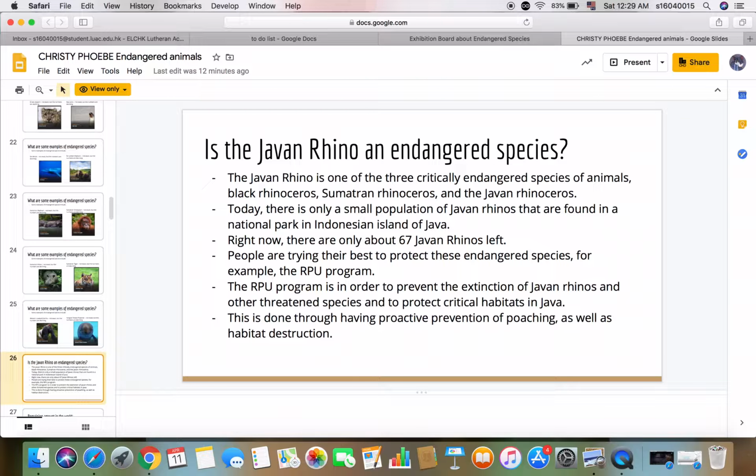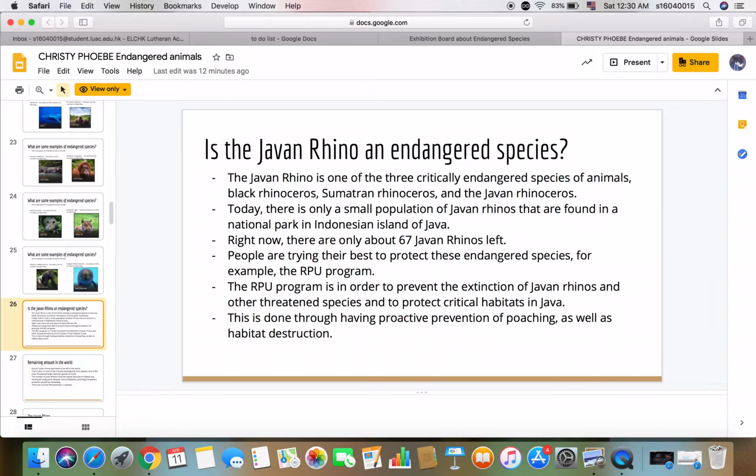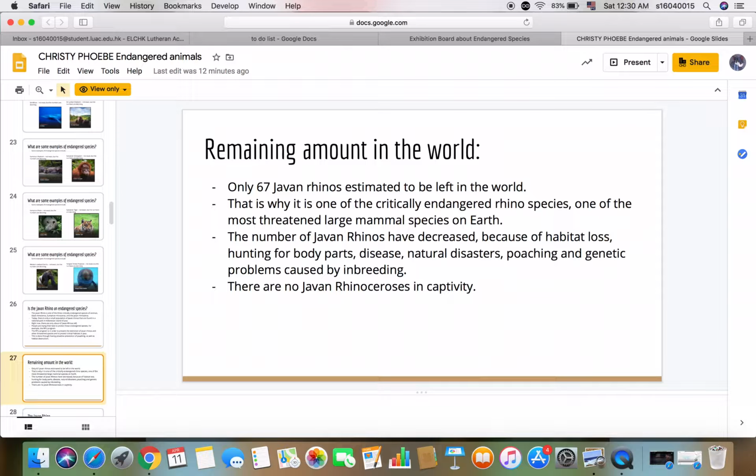People are trying their best to protect these endangered species. For example, the RPU program. The RPU program is in order to prevent the extinction of Javan rhinos and other threatened species and to protect critical habitats in Java. This is done through having proactive prevention of poaching as well as habitat destruction. So the remaining amount in the world is only 67, and that is why it is one of the critically endangered rhino species, one of the most threatened large mammal species on Earth.